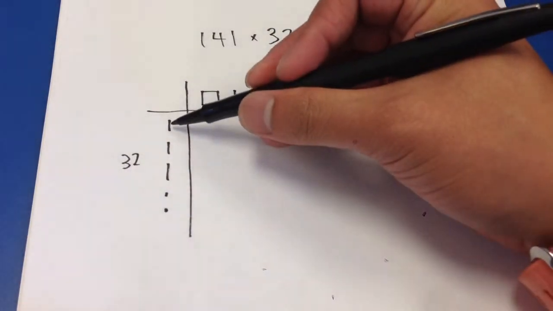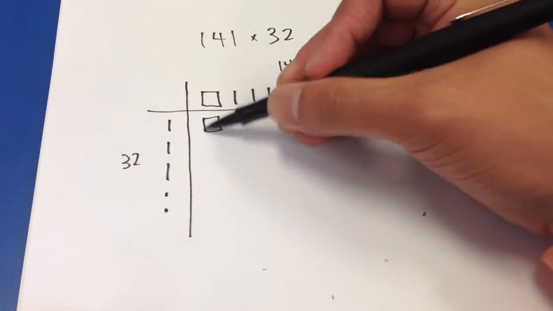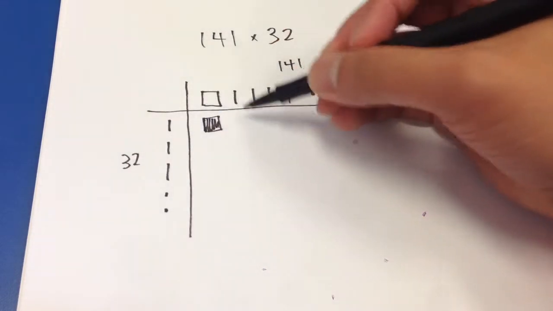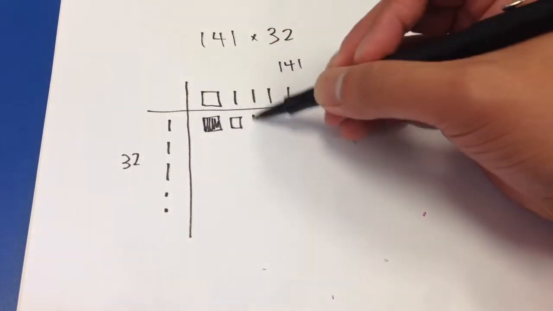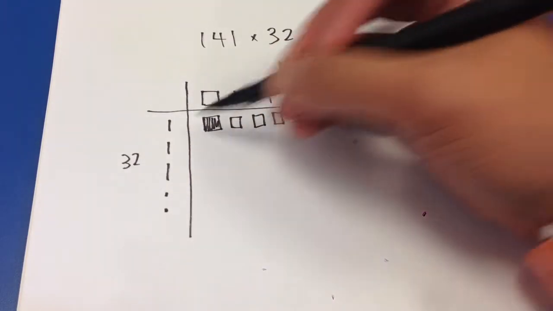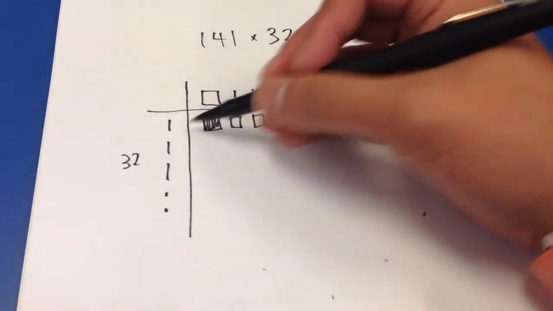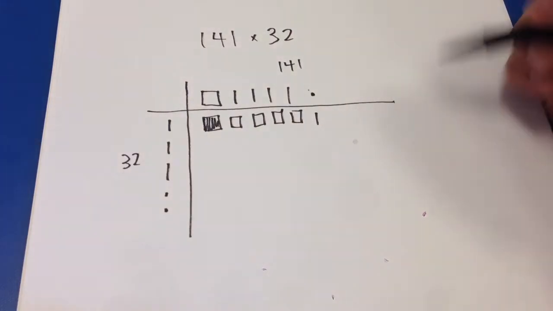Now I'm going to multiply. 10 times 100 is 1,000. 10 times 10 is 100, and again 100, 100, 100. And then 10 times 1 is 10.